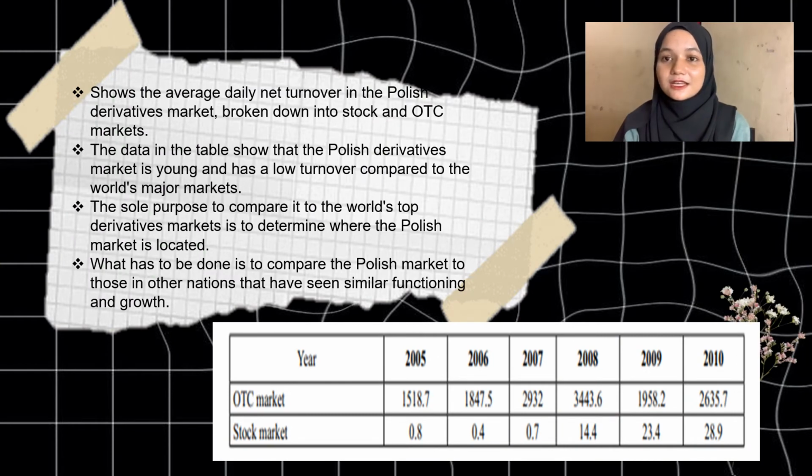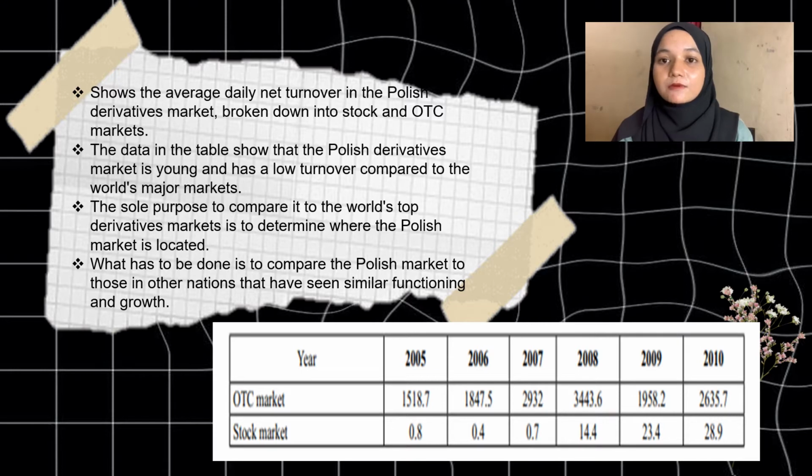Next, the data in the table shows the average daily turnover in the Polish derivatives market broken down into stock and OTC market by year. In Poland, the OTC market is much larger than the global market. OTC market products are less expensive and better tailored to the demands of the buyer.